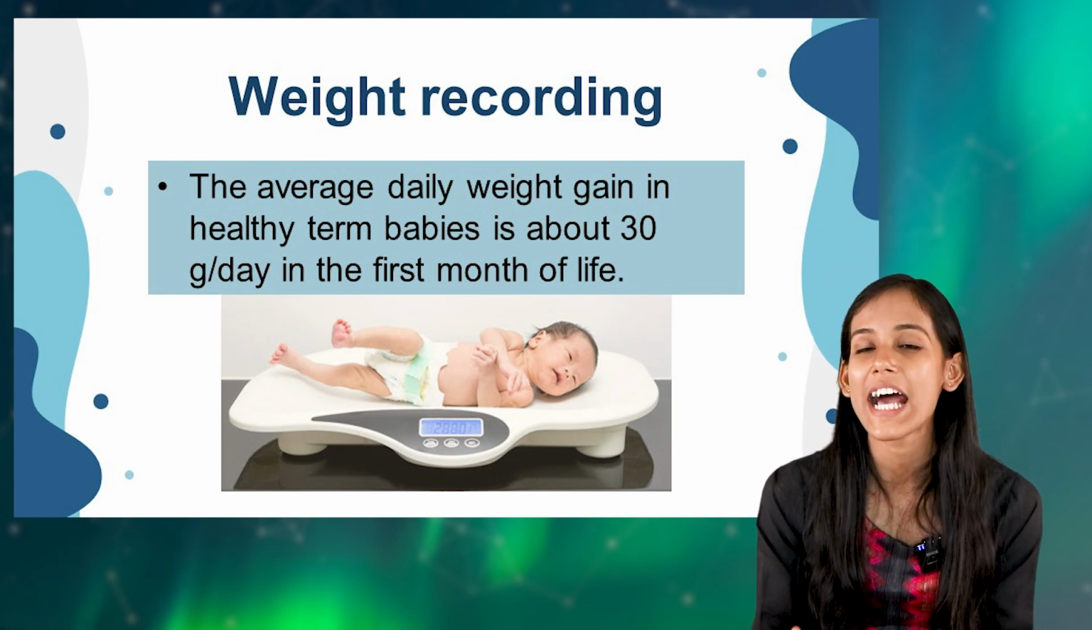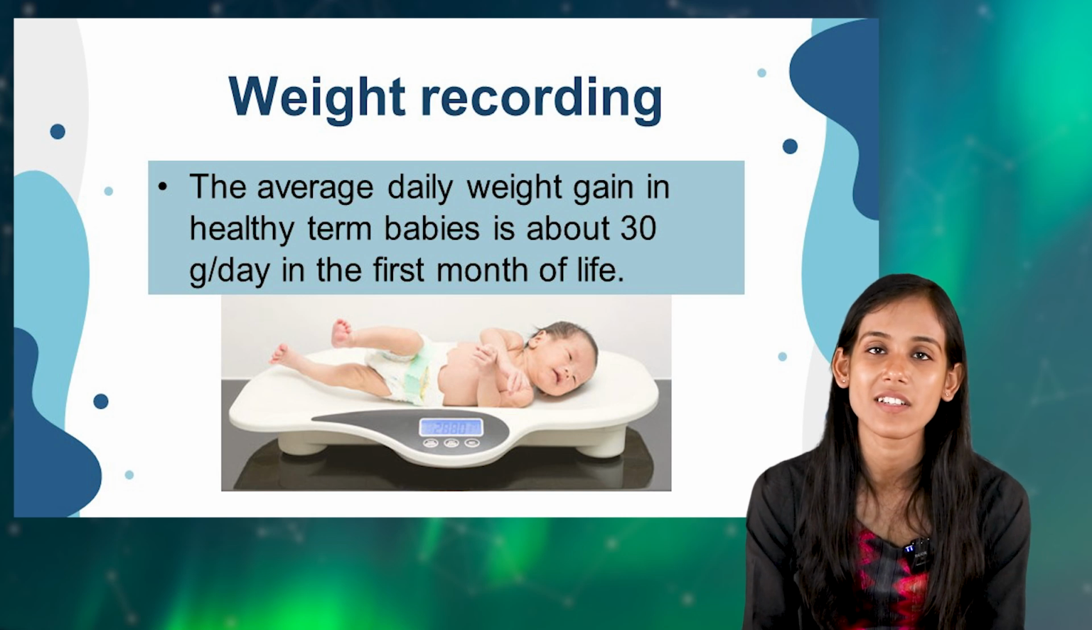After this, the next thing is weight recording. The average daily weight gain in healthy term babies is about 30 grams per day in the first month of their life. In the second month, it is around 20 grams per day, and then 10 grams per day afterwards during the first year of their life. Most infants double their birth weight by at least 4 to 5 months of their life.